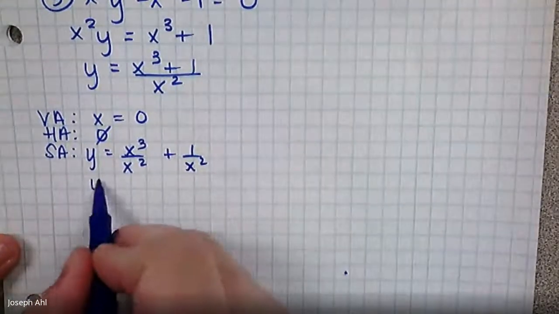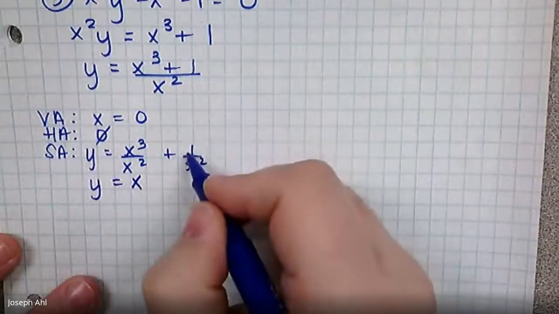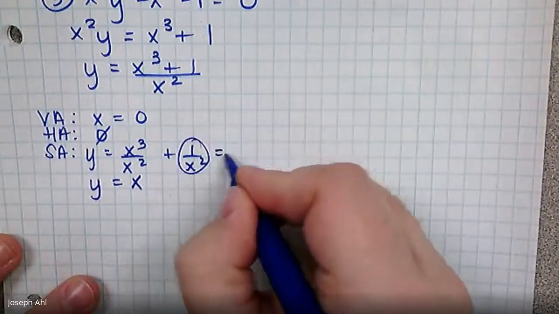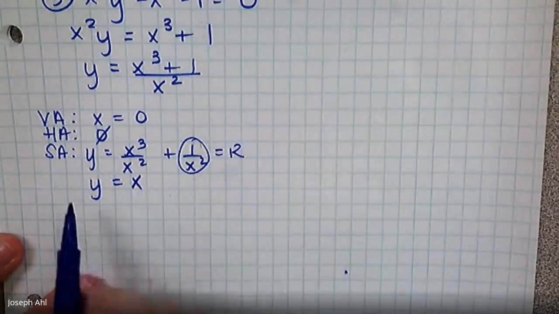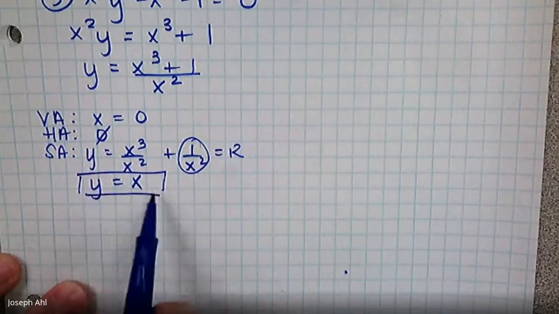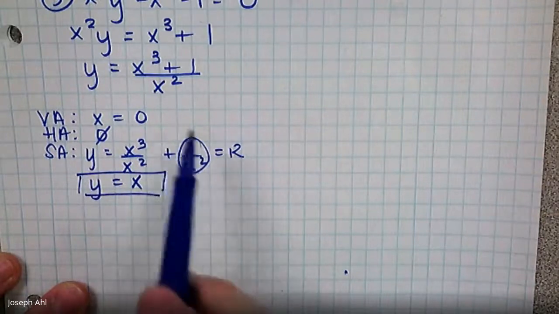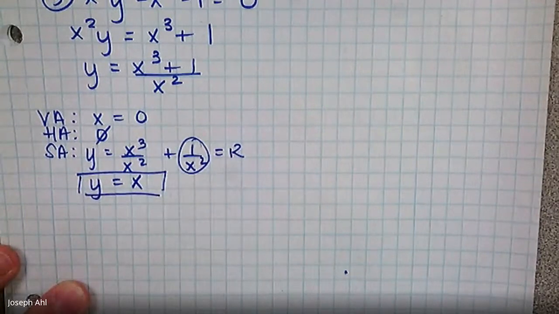But x cubed over x squared is just x. And what is that 1 over x squared? That's the remainder that you get from dividing. So y equals x. This line right here is the slant asymptote. We ignore the remainder when we're dealing with division for slant asymptotes.